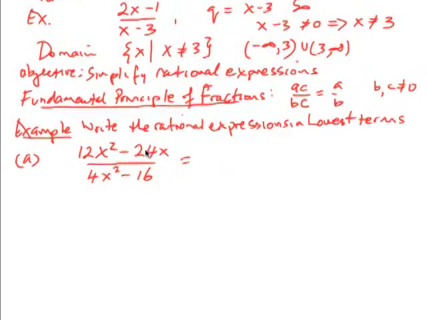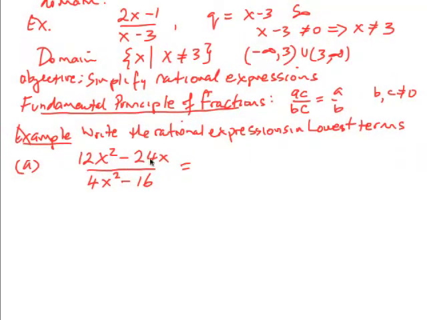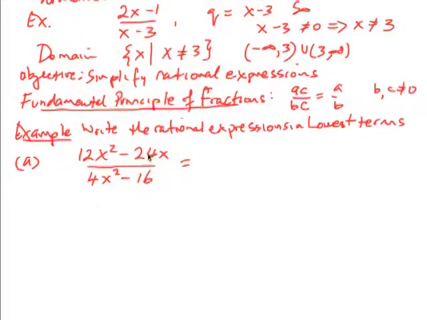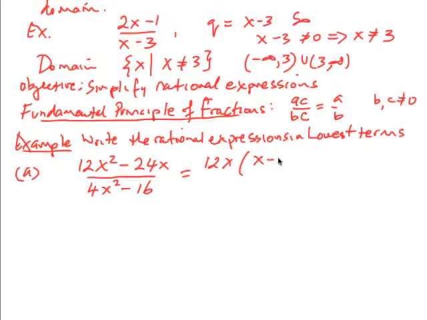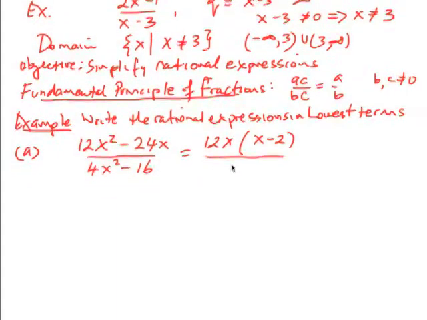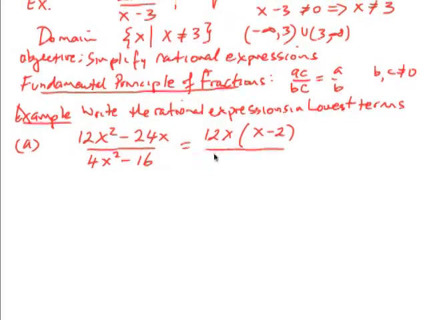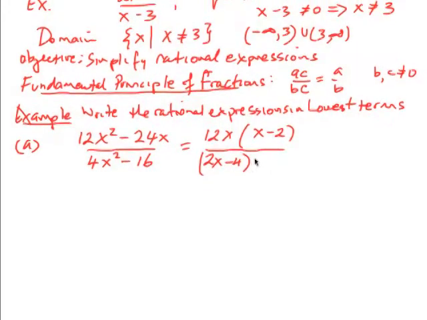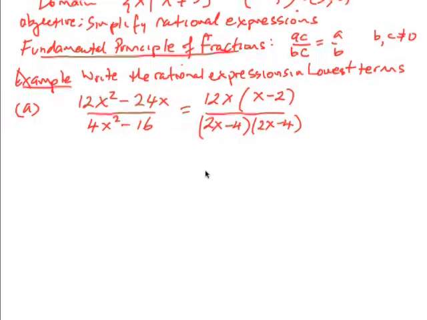So we start looking at the numerator and the denominator as separate entities, and we look for common factors like we did in the last lecture. We know there's a 12 in both of these, and an x in both of them. So I'd end up with x minus 2 here over, notice here we have a difference of two squares, 2x minus 4 over 2x minus 4.